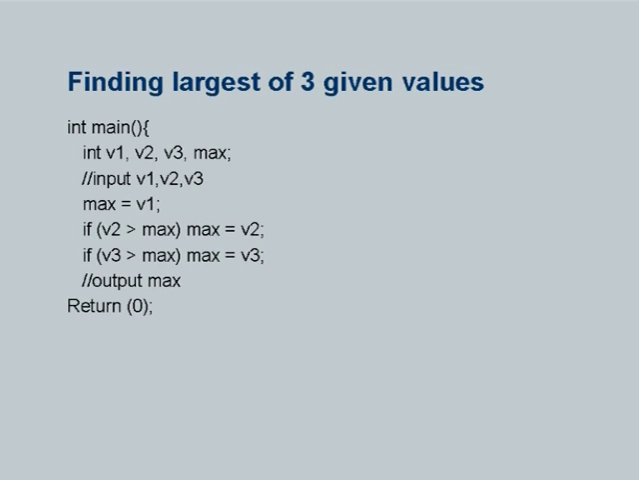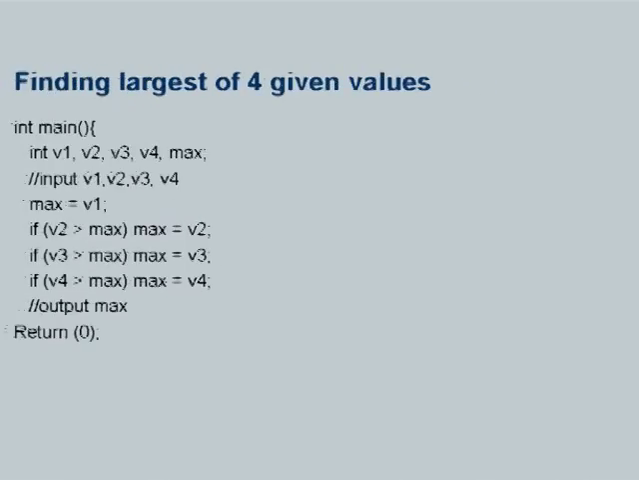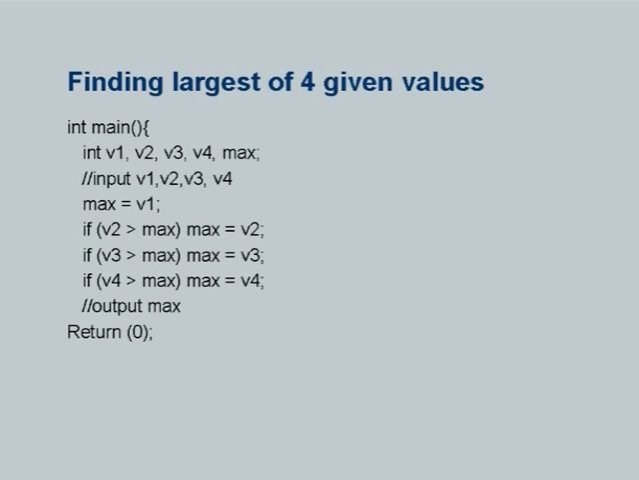So I say here int main, int v1, v2, v3, max, then I input values of these three variables. I start with max equal to v1, I check if v2 is greater than max, then I say max is v2, I check if v3 is greater than max, then I say max is v3, and then output the maximum number. This is the program that I would write to find out the maximum of three given values. What if I have to find out the maximum of four given values? Well, I will read four values and find out the max by adding one more if condition.